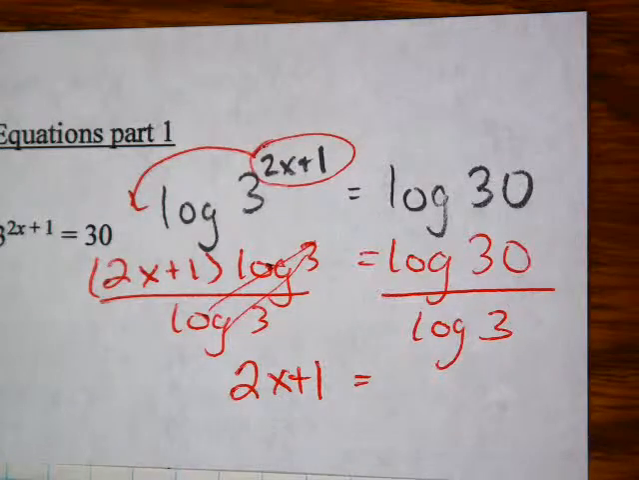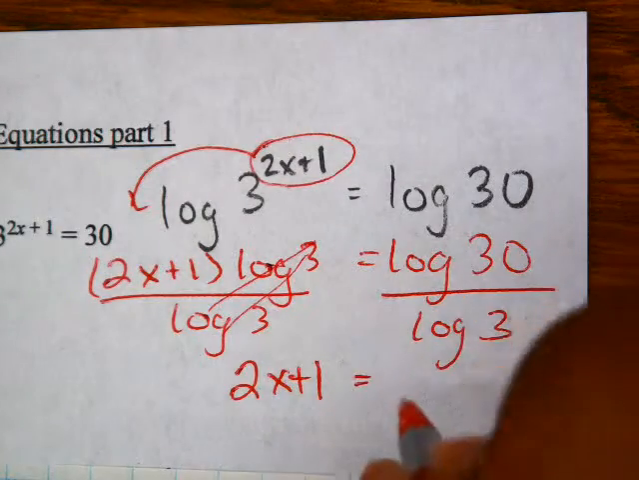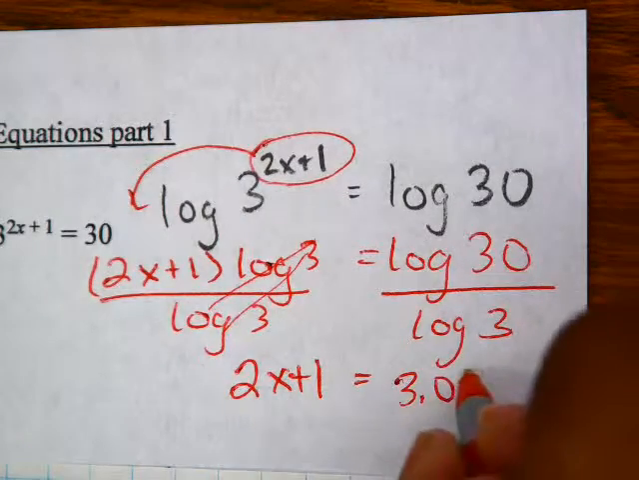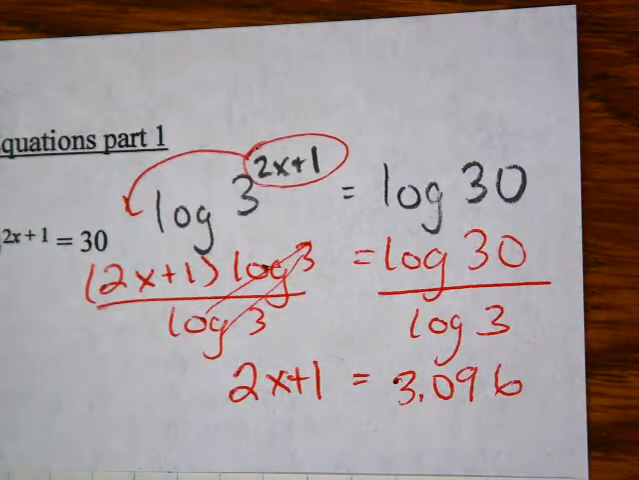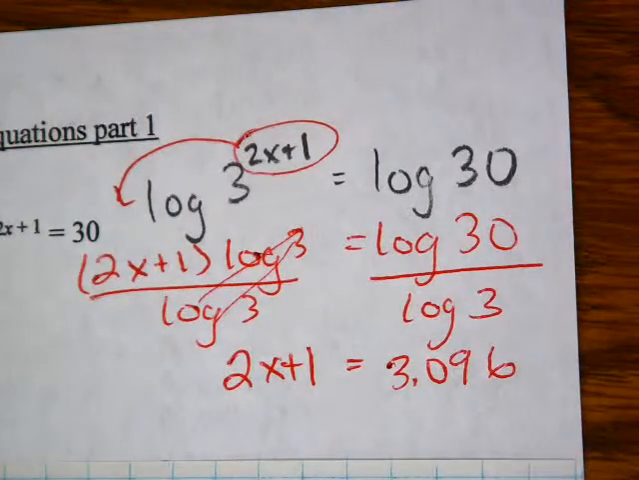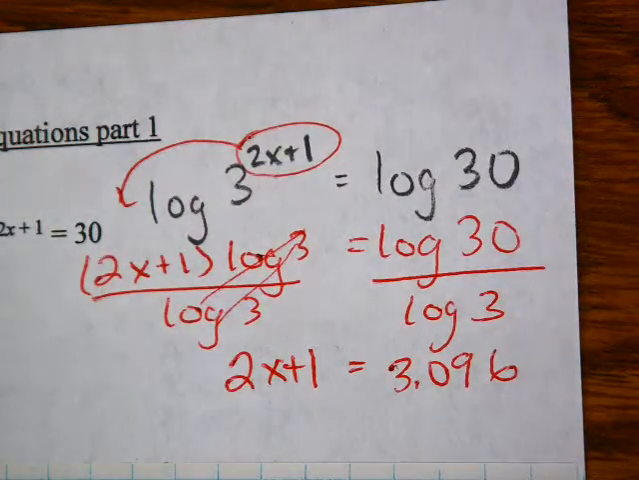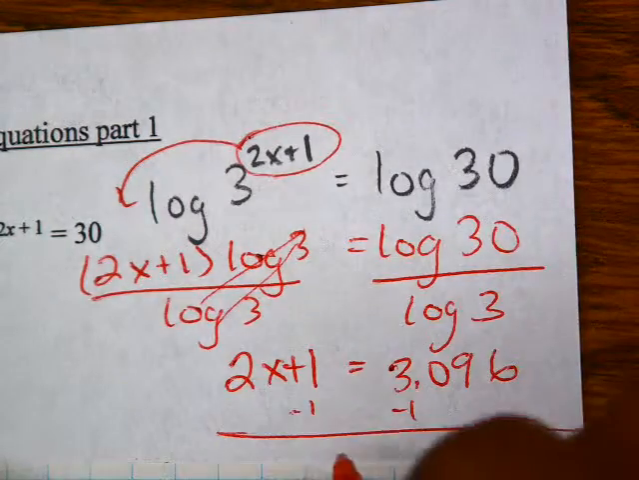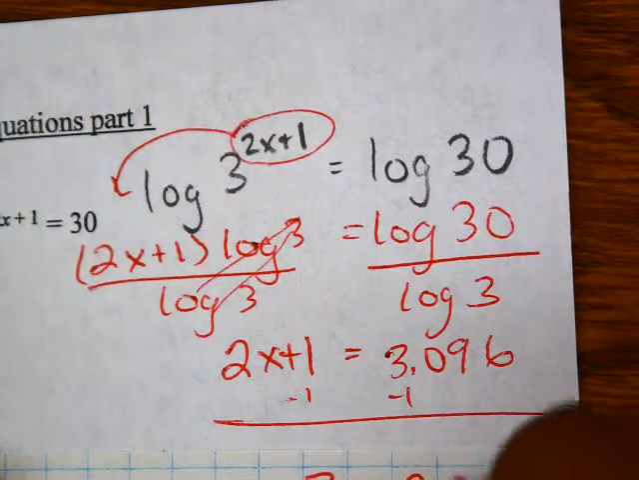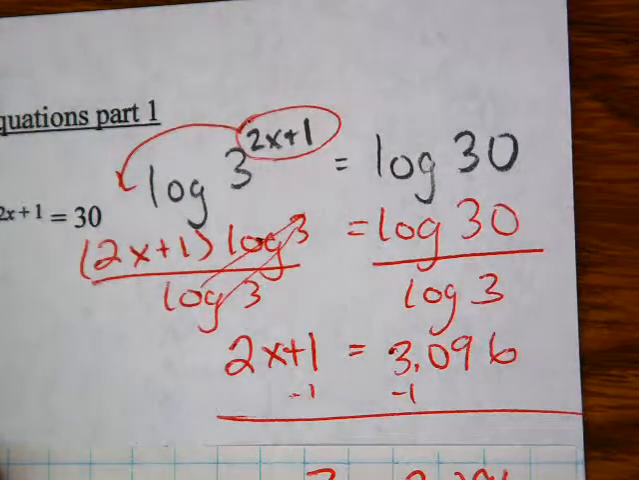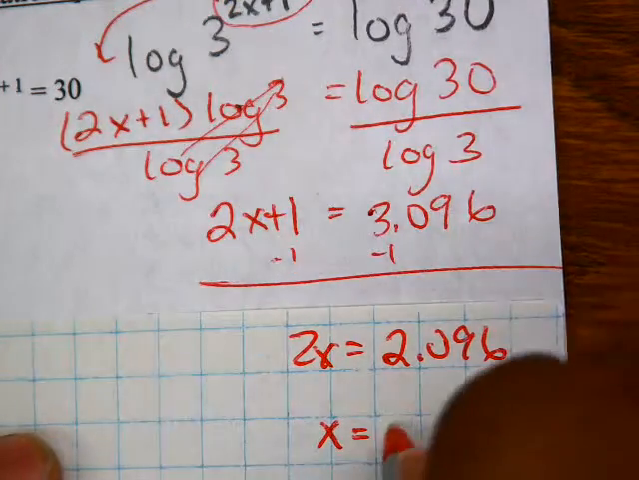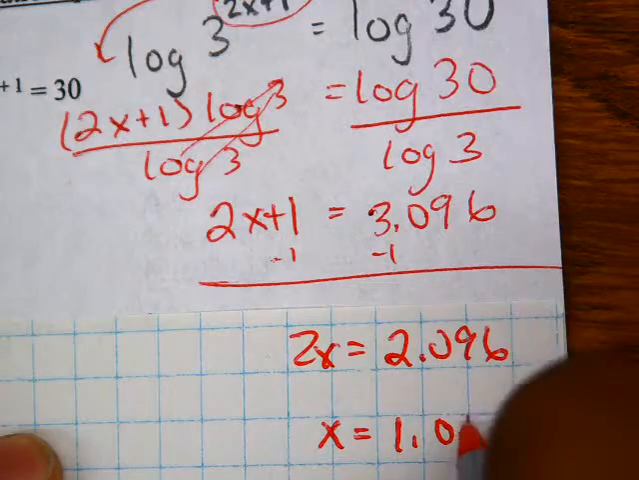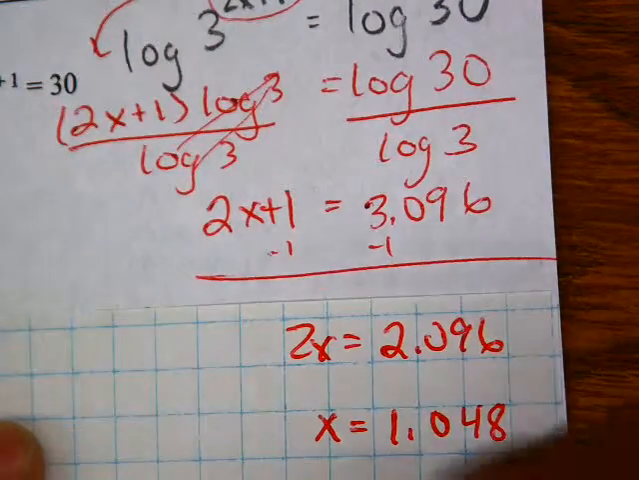What was that? 3.09, and we can call it 6, right? Alright, how do I solve this now? Subtract 1, alright? And then what? Divide by 2. So I got 1.048. And that's all.